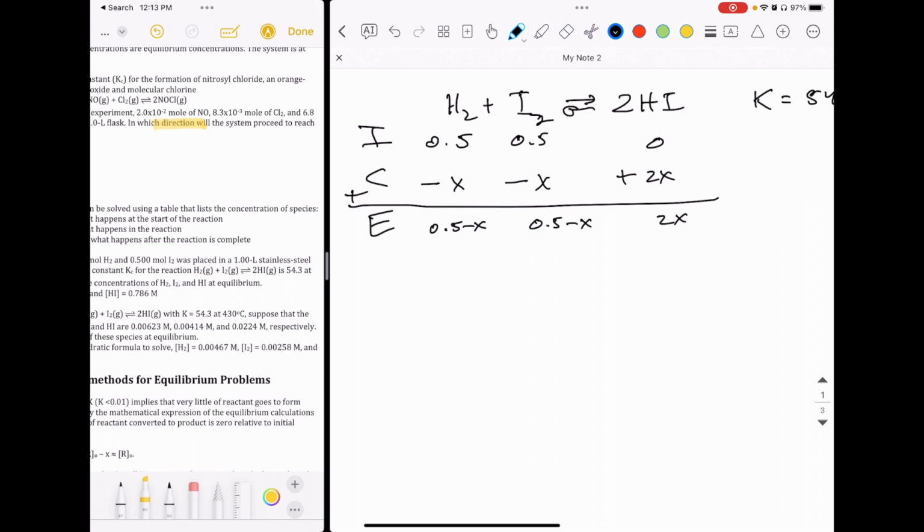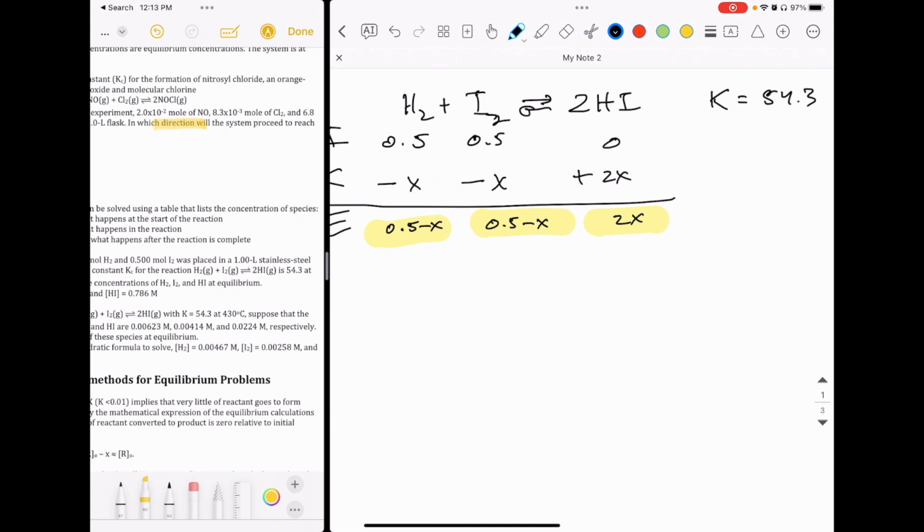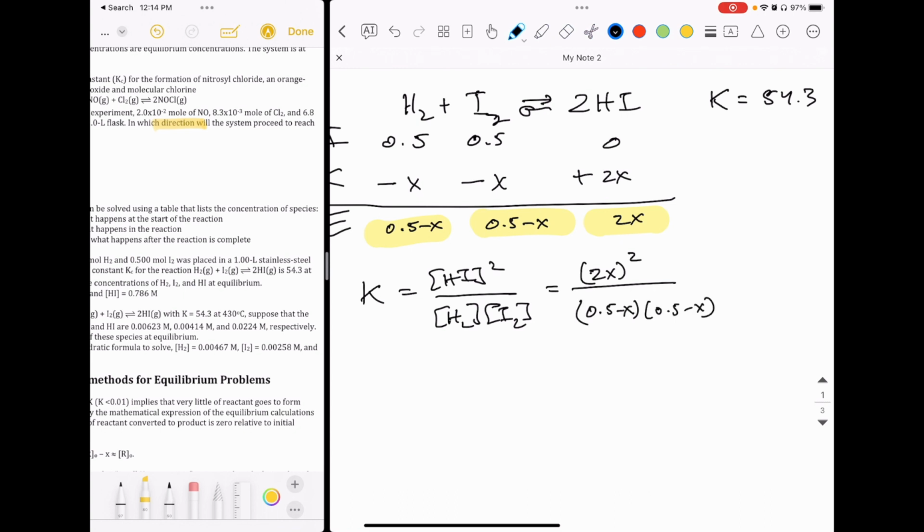What are they asking us? They're asking us for the value of these concentrations. They want to know concentration at equilibrium, so that means we have to solve for X in order to figure out that number. So what we're going to do is go to the K expression, in this case just HI squared over H2 times I2, and if we plug in what we see at equilibrium, it's going to be 2X in parentheses squared divided by half minus X times half minus X. Okay, and this whole thing should equal 54.3. You can see that the denominator is just half minus X squared. We can write it this way now.